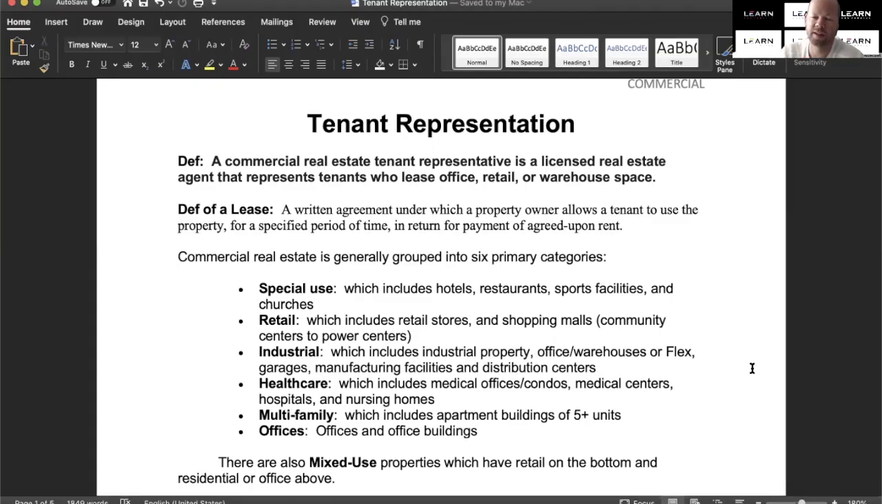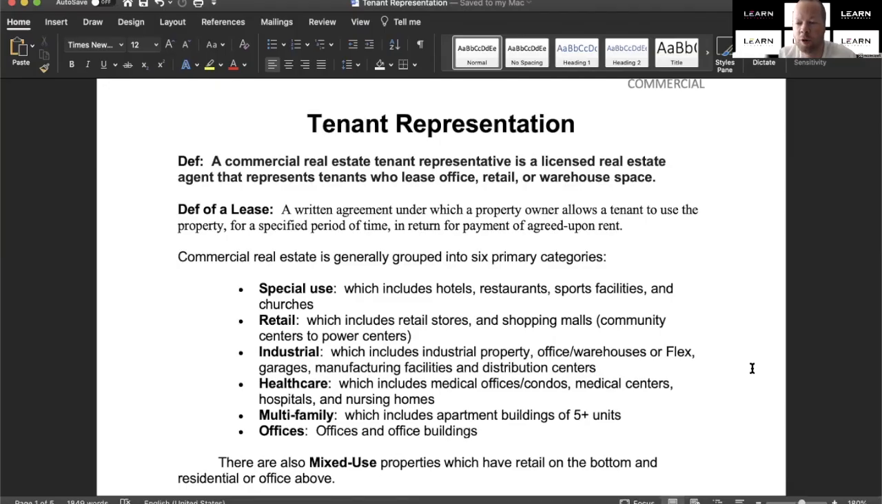If you're unsure about flex, flex is just a combo. I know we talked about it in module 1, I believe, or intro to commercial, but flex just looks like a warehouse, but it has a combination of office and industrial space combined. Healthcare, which includes medical offices or condos, medical centers, hospitals, nursing homes.